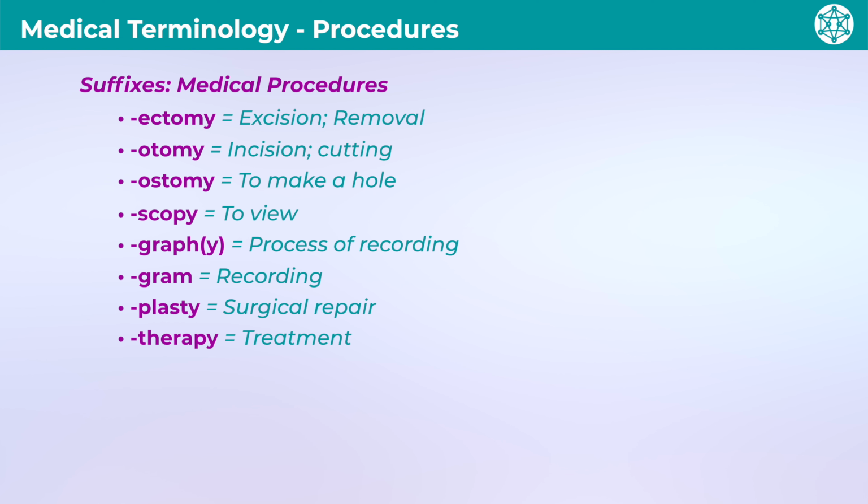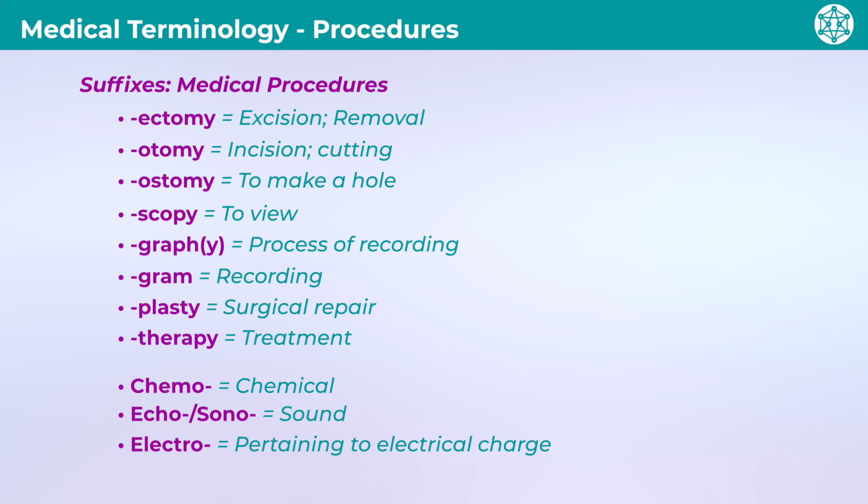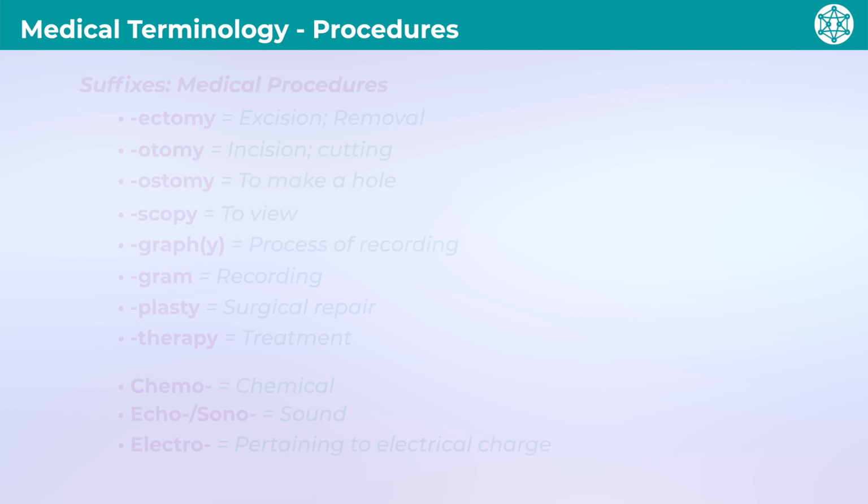I would also like to mention some prefixes that are often used in conjunction with these terms. One of them is chemo, which refers to chemical. Chemotherapy is a form of chemical treatment. Echo or sono means sound. Remember how I mentioned echo earlier? An echocardiogram is a diagnostic tool that uses sound to examine the heart, and it records the sound produced. And electro pertains to electrical charge and is commonly used in electrocardiogram, ECG, which measures the electrical activity of the heart. Now, let's quickly go over a few practice terms.